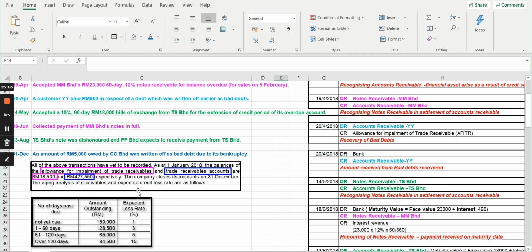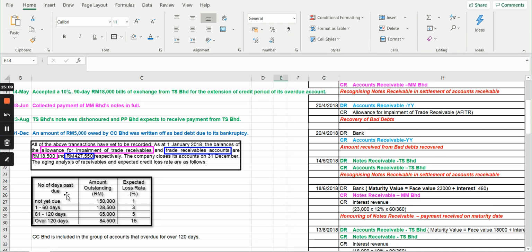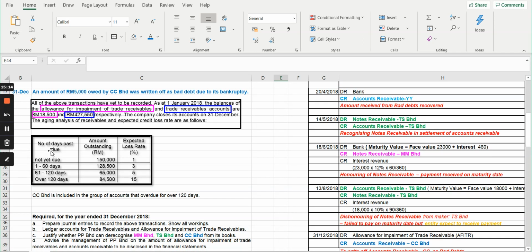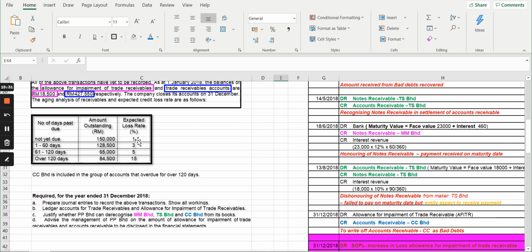The aging analysis of the receivable also has some estimation made for the expected credit loss. These are the details given: the number of days past due, the amount outstanding, and the expected loss rate for each amount outstanding, classified according to the number of days past due. The percentage given is different. They do not have one single percentage for all total receivables, but the percentage is based on the expected loss rate.